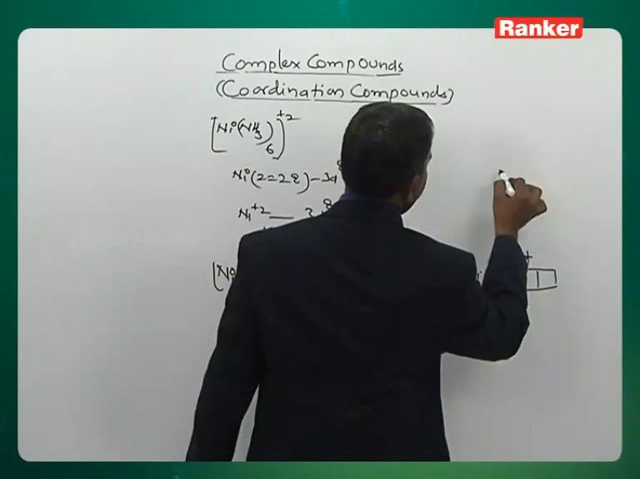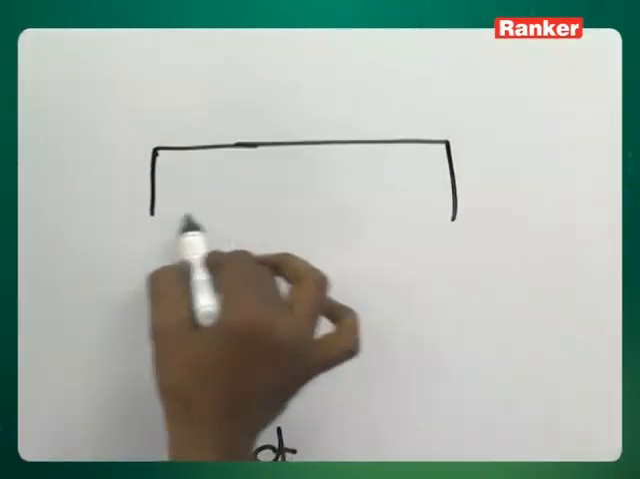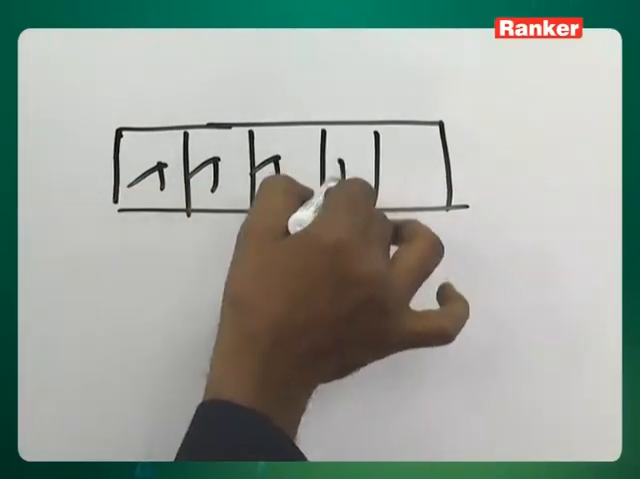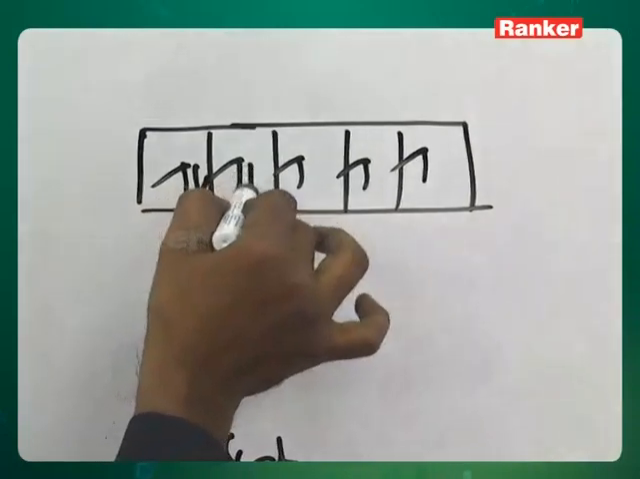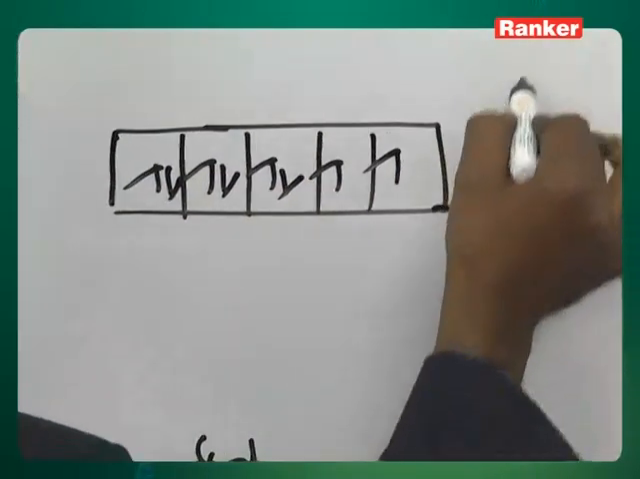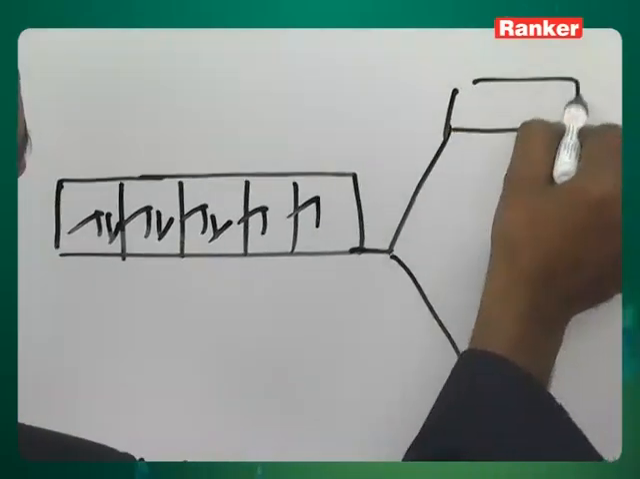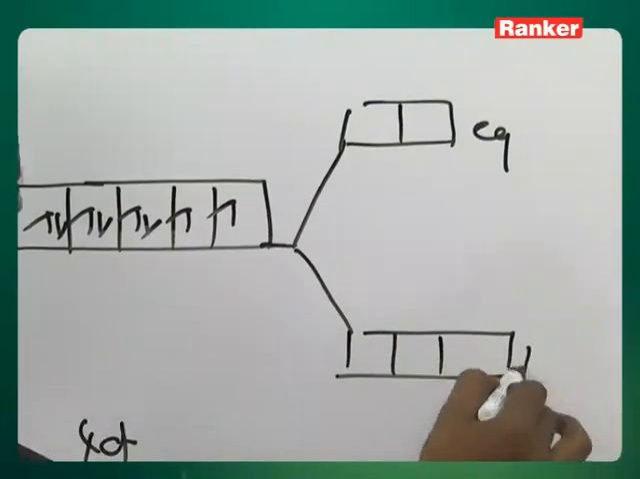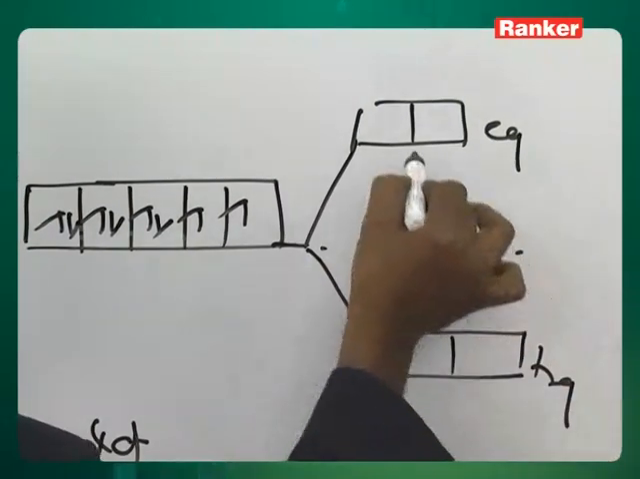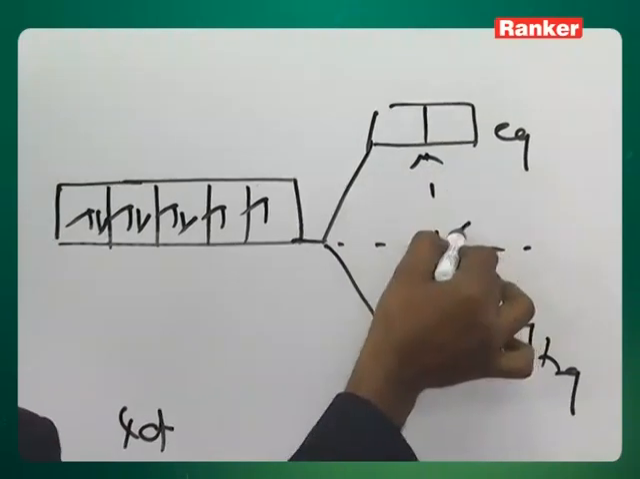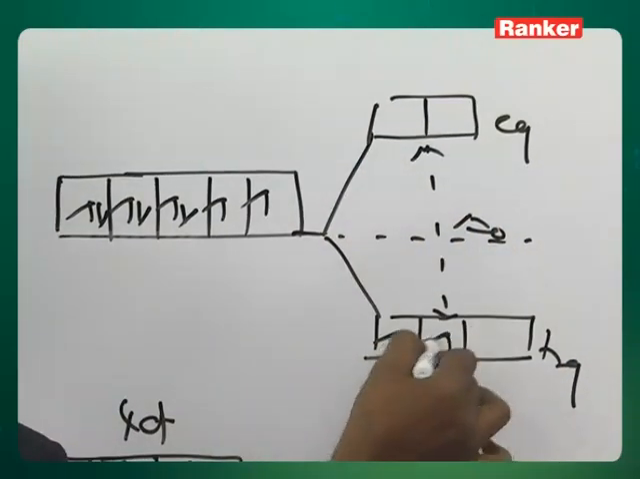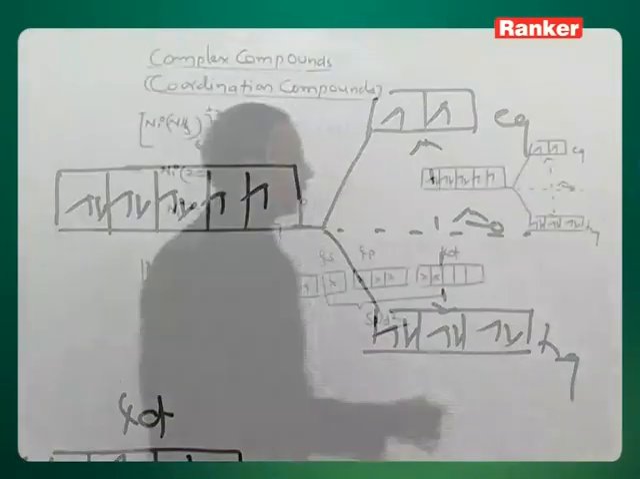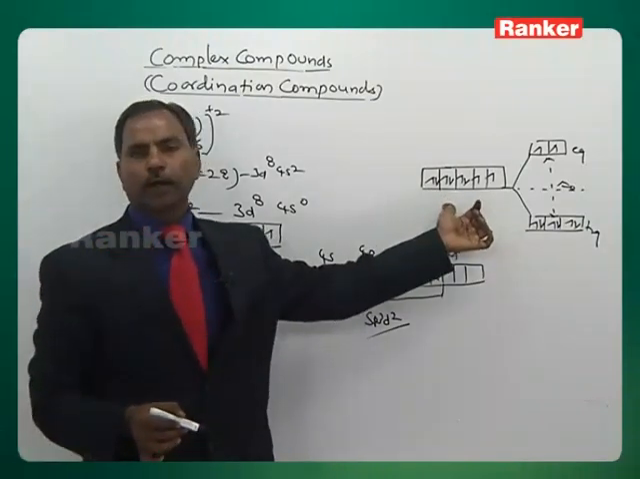Now, splitting of orbitals for this: eg and t2g, and the electrons 1, 2, 3, 4, 5, 6, 7, 8. This is the arrangement of electrons after splitting of d orbitals.